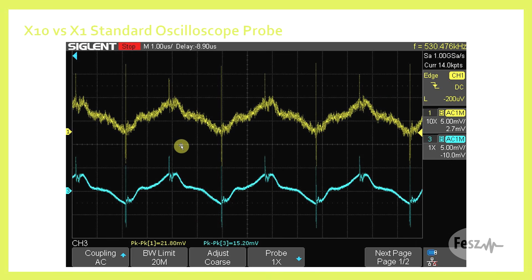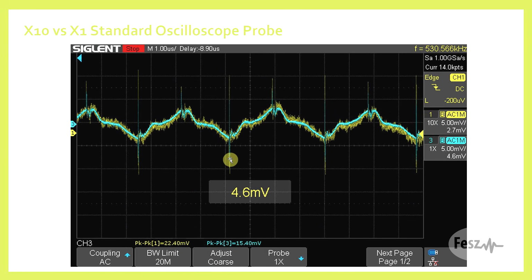Well, if we look more closely into the results, the yellow trace is the X10 probe, and the blue is the X1 probe. While there are a couple millivolts of difference in the peak-to-peak value, mainly this is because of the noise peaks. This difference is not really problematic, since if we overlap the traces, we are getting more or less the exact same ripple.